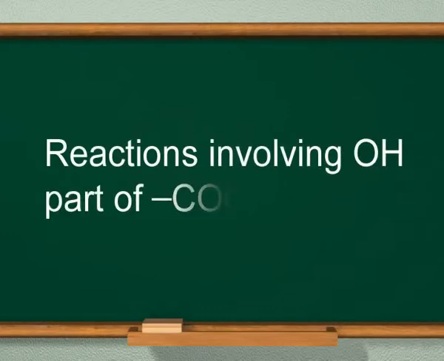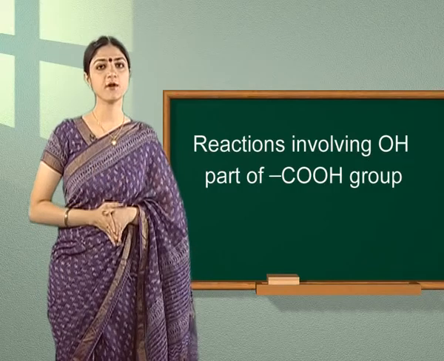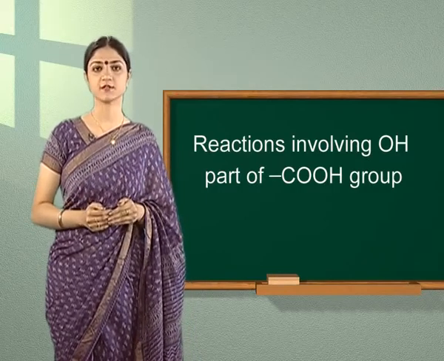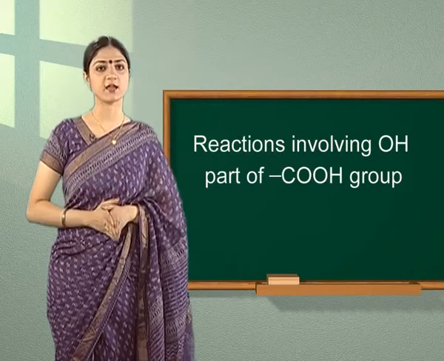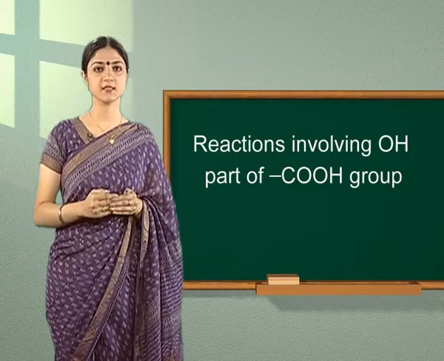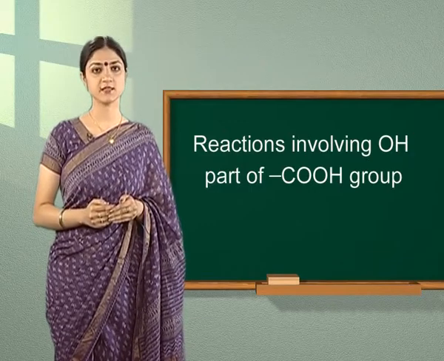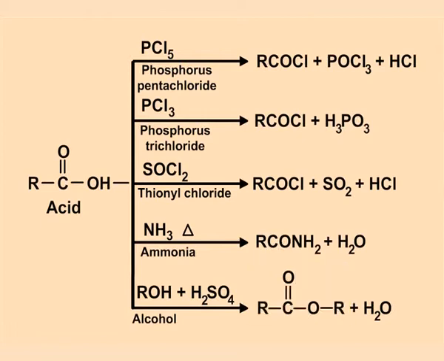Secondly, we learnt about reactions involving the OH part of the carboxyl group, forming a number of products called acid derivatives. Carboxylic acids produce derivatives of the acid such as esters by simple methods such as the Fischer method. We also learnt the acid derivative, acid halide, which could be formed by the reaction of acid with phosphorus pentachloride, phosphorus trichloride, or thionyl chloride. Acid amides are formed by the reaction of acid with ammonia.